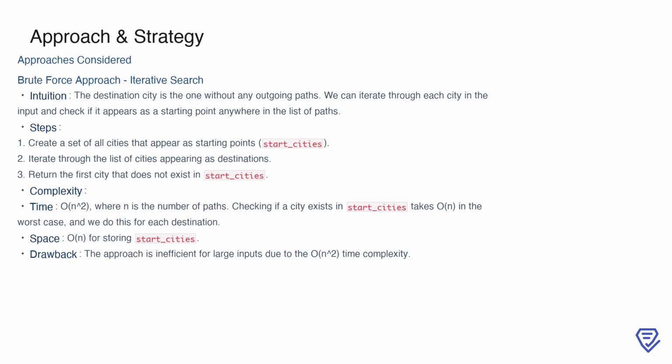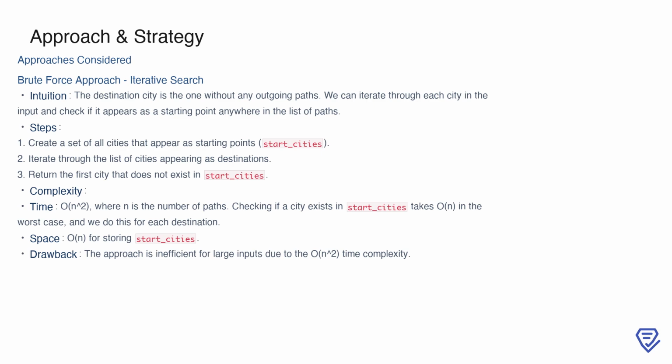To solve the destination city problem, let's first consider a brute force approach using iterative search. The intuition here is straightforward: the destination city is the one that lacks any outgoing paths. We can approach this by creating a set of all cities that appear as starting points in the given list of paths. Then, we iterate through the list of cities that appear as destinations, checking if each one exists in the set of starting cities. The first city that does not exist in this set is our destination city.